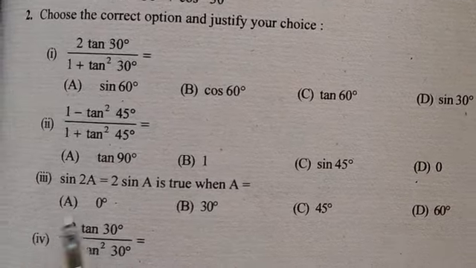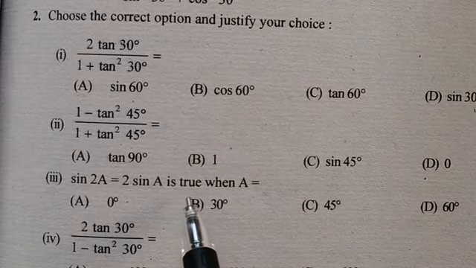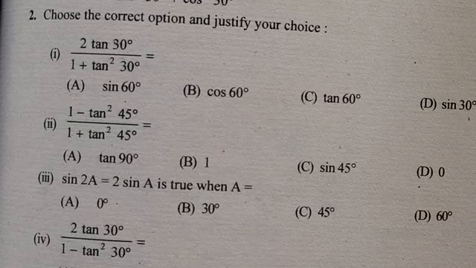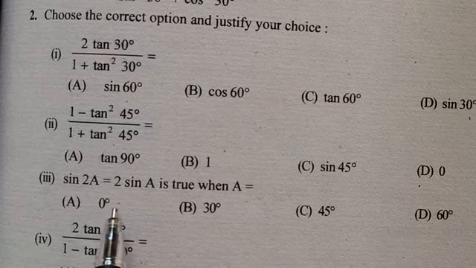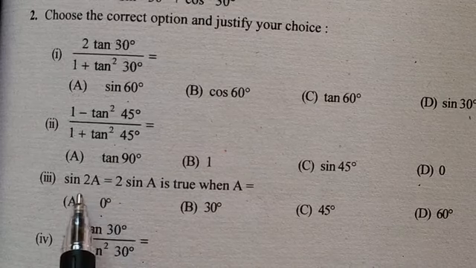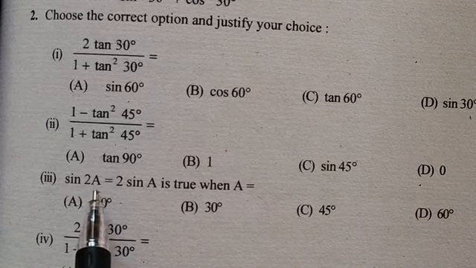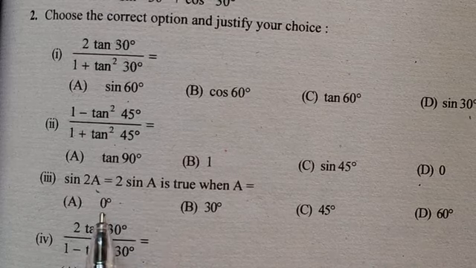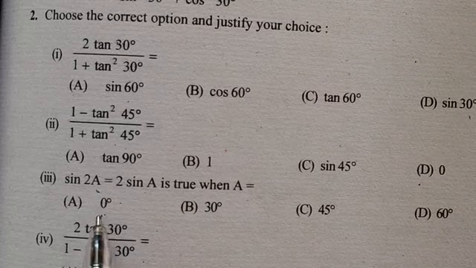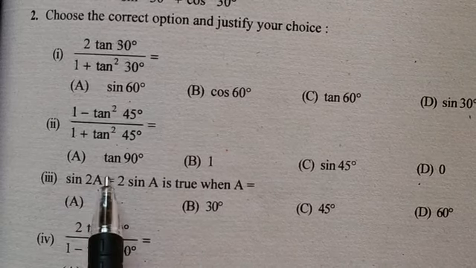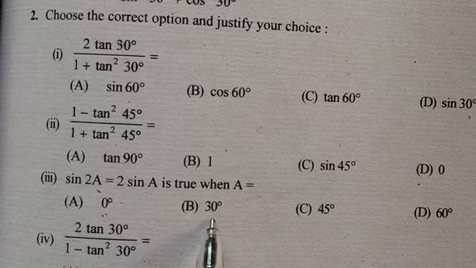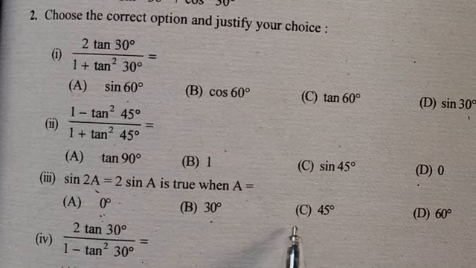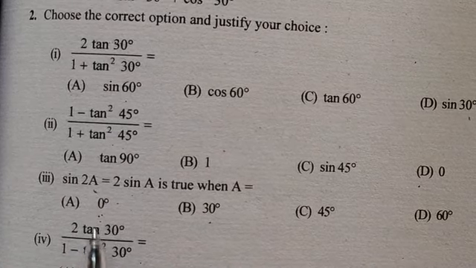Number 2, sin 2a is equal to 2 sin a is true when... now tell me, sin 2a will be equal to 2 sin a when a is 0. What is the value of sin 0? Sin 0 is 0. 2 into 0 is 0. So option A is clearly correct. That is, for sin 2a, we can put a at 0, then this statement is true. For 30, this statement is not true. Obviously for 45 and 60, this is not true, only for 0.